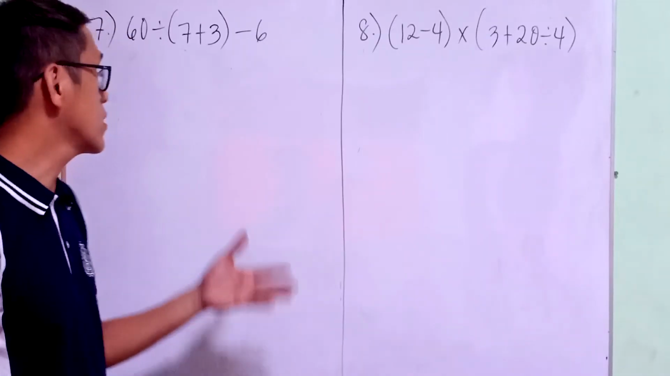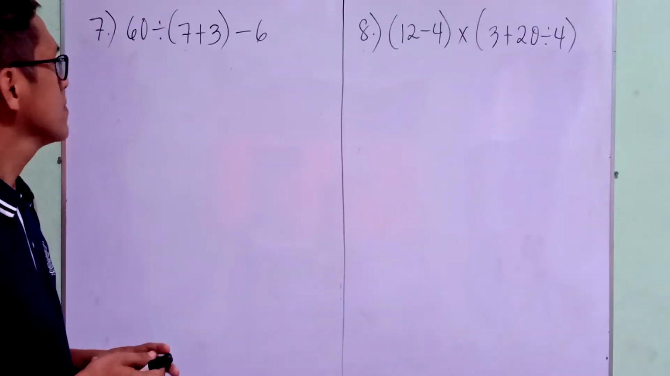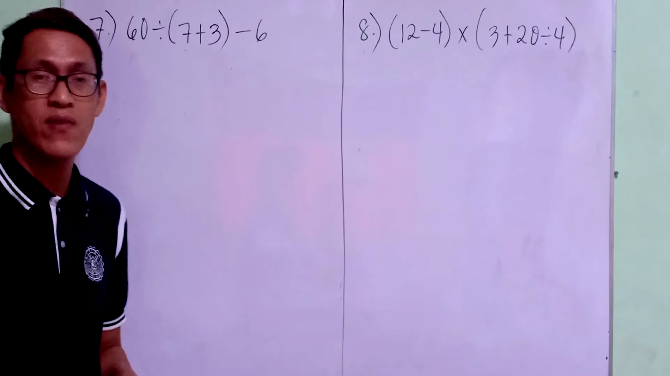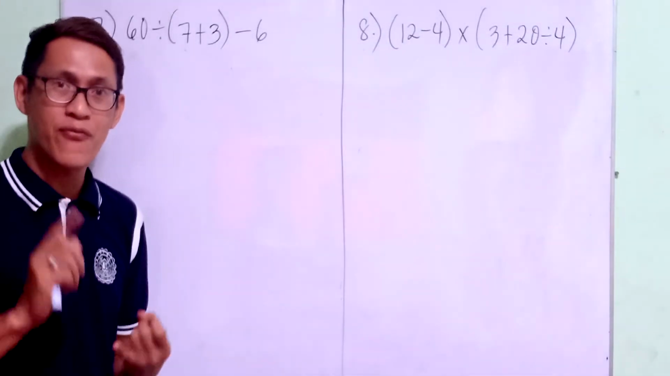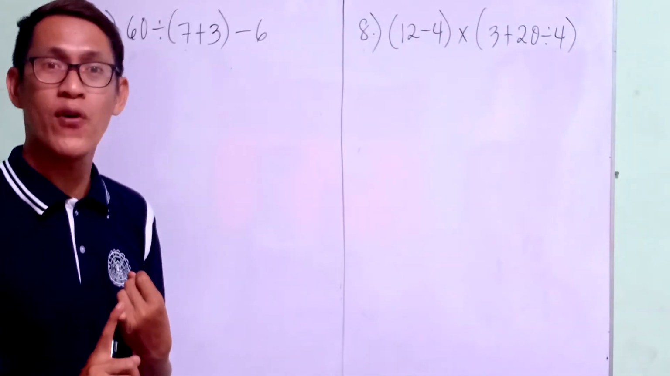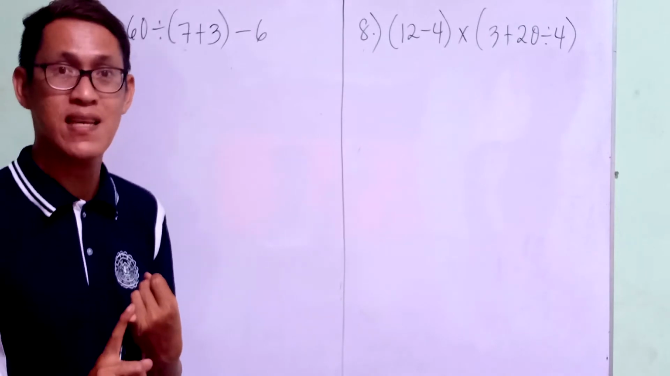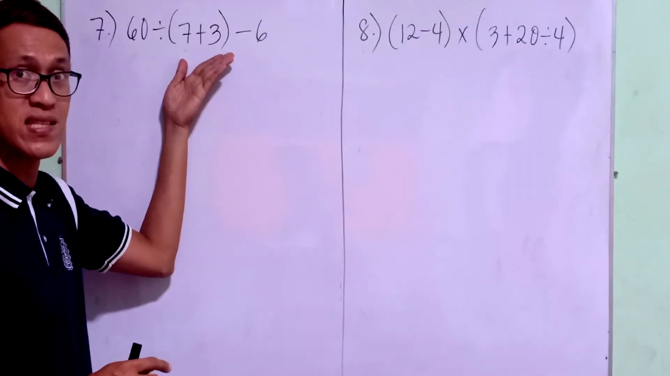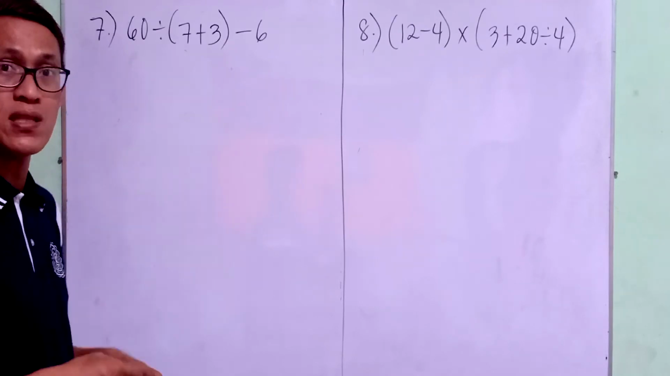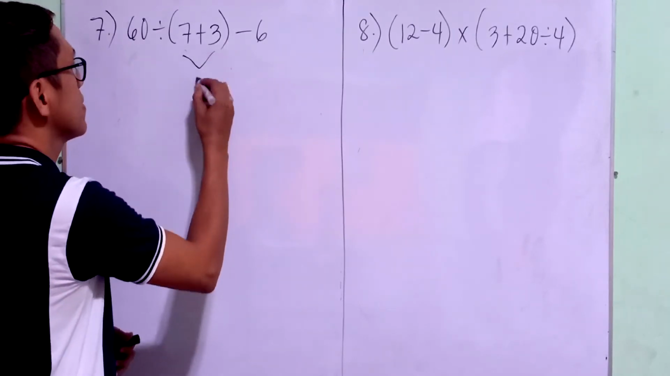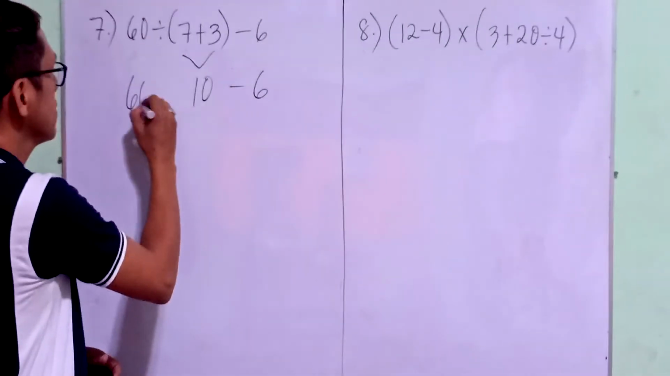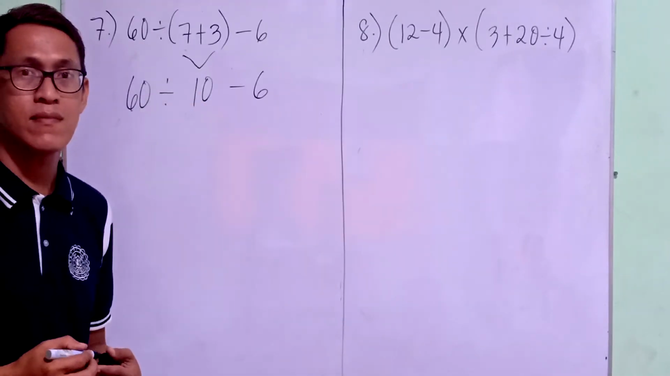Now let's go to number 7. If you notice, you have the open and the closed parenthesis. Remember, the first order of operation is to perform the operations inside the parenthesis. So you have to first solve this one, 7 plus 3, which is 10, correct? Then bring down the minus 6 there and the 60, then the division sign.